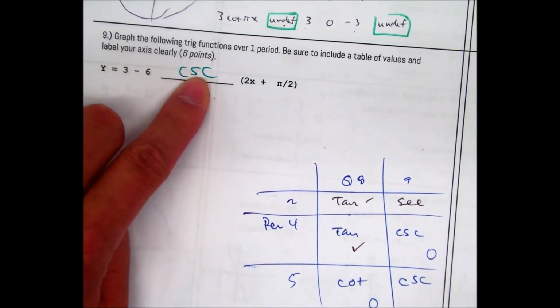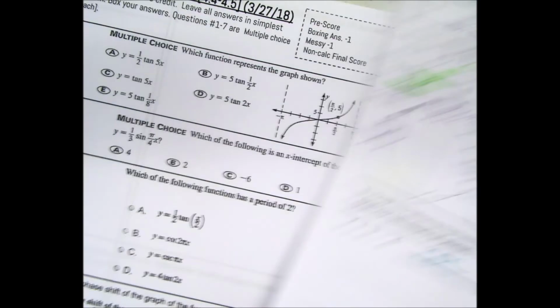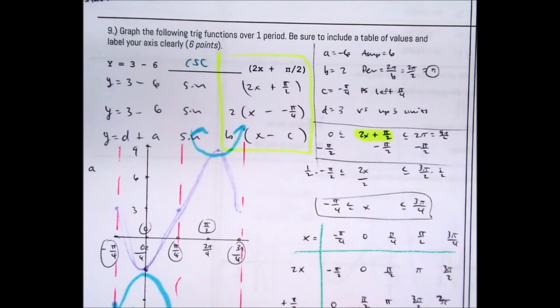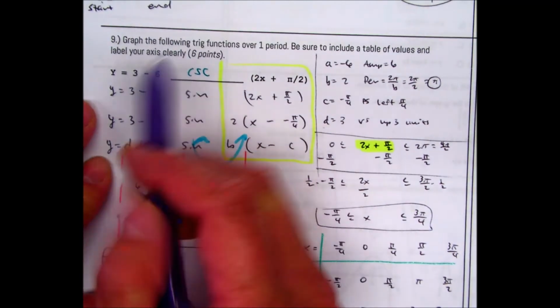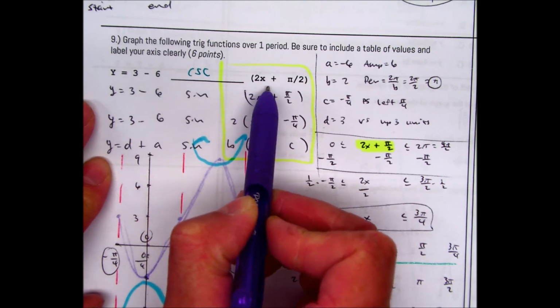Alright, let's go ahead and now question number 9. You guys were asked to do cosecant. This is the chart for how I assigned the questions. So let's go ahead and graph cosecant. There it is. For question number 9 for cosecant, it says y equals 3 minus 6 cosecant, parentheses 2x plus pi over 2.